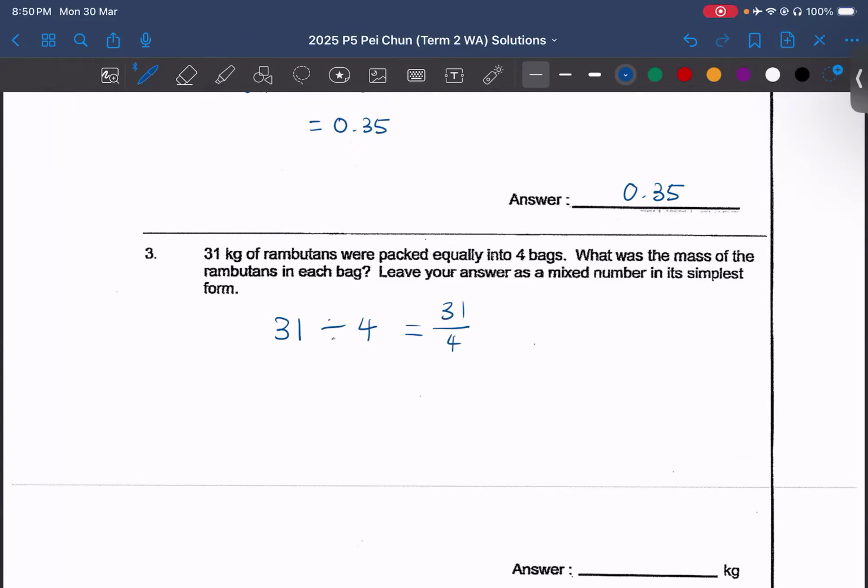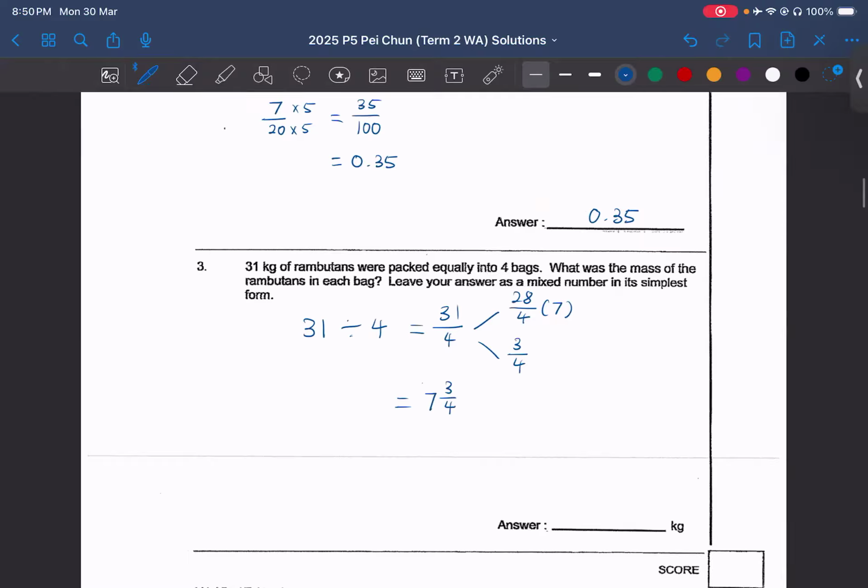So how many 4s can you fit inside this 31? You realize that it is actually 28 over 4, which will give me 7 wholes. And what I'm left with is actually 3 quarters. So 31 over 4 as a mixed number would be 7 and 3 quarters. So that will be my answer, 7 and 3 quarters kg in each bag for question 3.